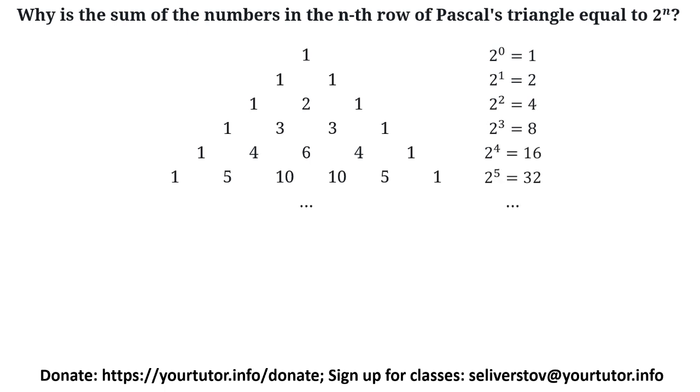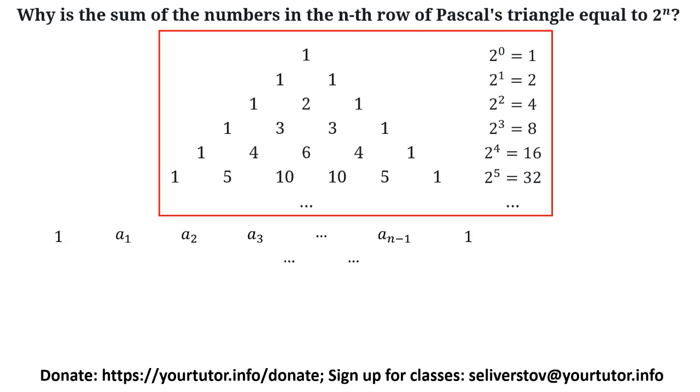But the question is, why is this so? And now we will prove it. And the proof is actually very simple. We just need to consider some row in this triangle. Let's say, for example, it's filled with such numbers.